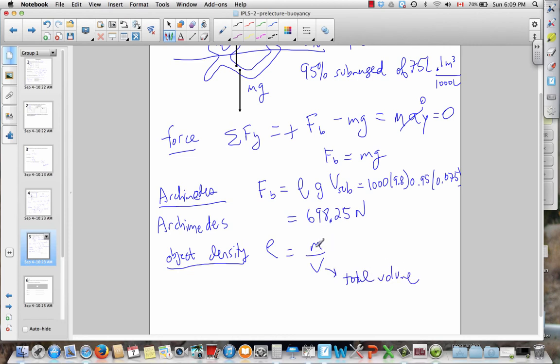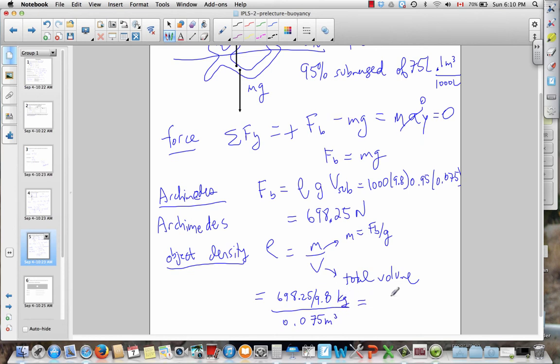Now, we said the mass wasn't known, but we can combine these two previous results and find it because we just worked out the buoyancy. We know from force balance that buoyancy has got to equal mg, so it must be that the mass is just the buoyant force divided by g. Now, we're going to work in SI units, so this is going to be 698.25. Divide that by 9.8, and that'll work out to be kilograms because we've divided newtons by newtons per kilogram. The volume will be 0.075 cubic meters.